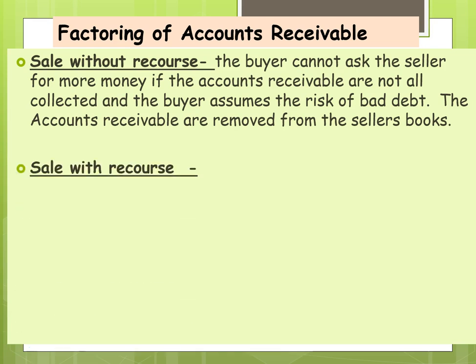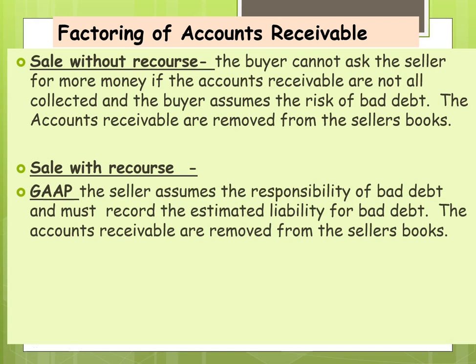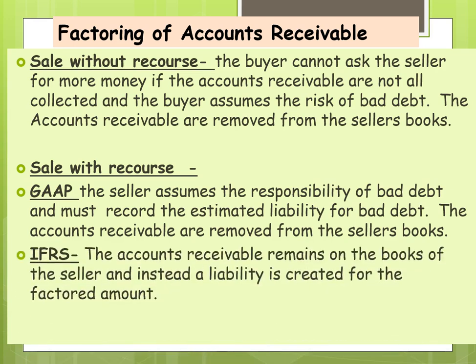The other way you can do it is sale with recourse. Under GAAP, the seller assumes the responsibility of bad debt and must record the estimated liability for bad debt. The seller still removes the accounts receivable from the books. Now, what about the international standard? The accounts receivable remains on the books of the seller and instead a liability is created for the factored amount.